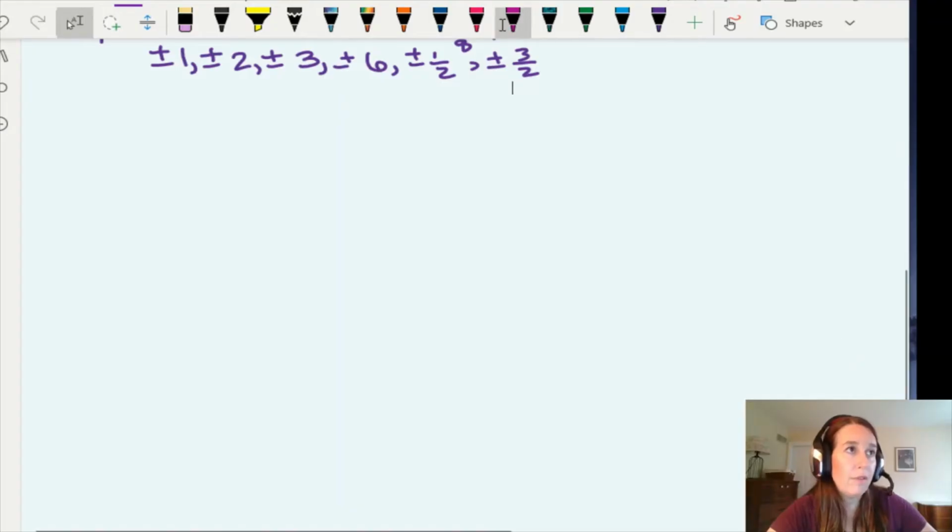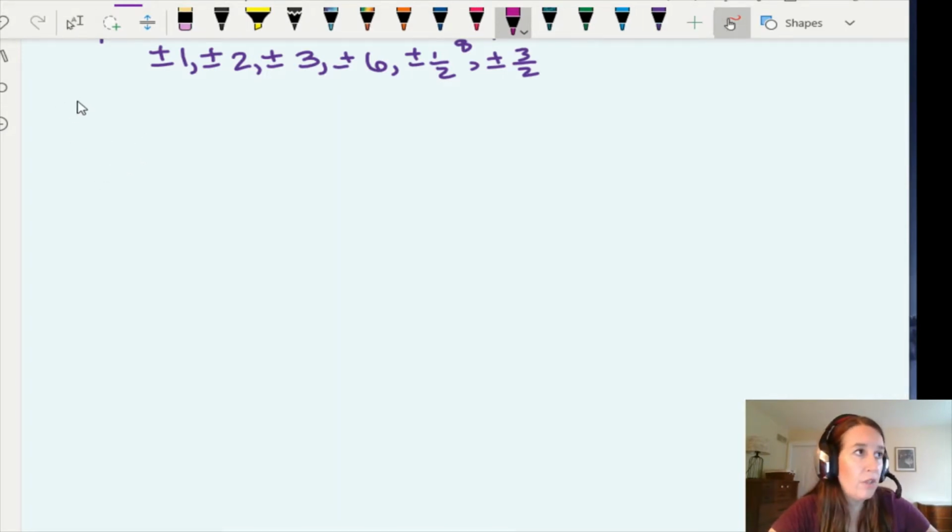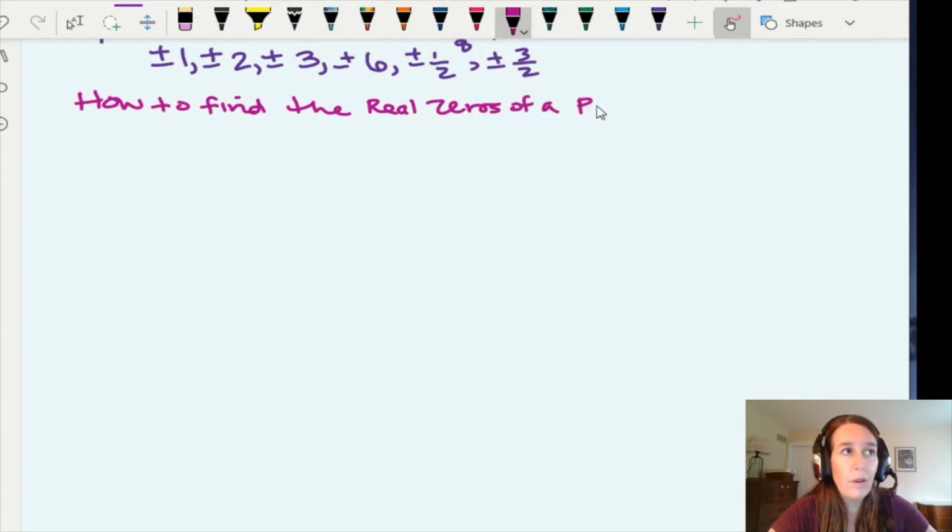So let's do another problem together and see how it will all work. Okay, so here it is, how to find the real zeros of a polynomial in step-by-step fashion.